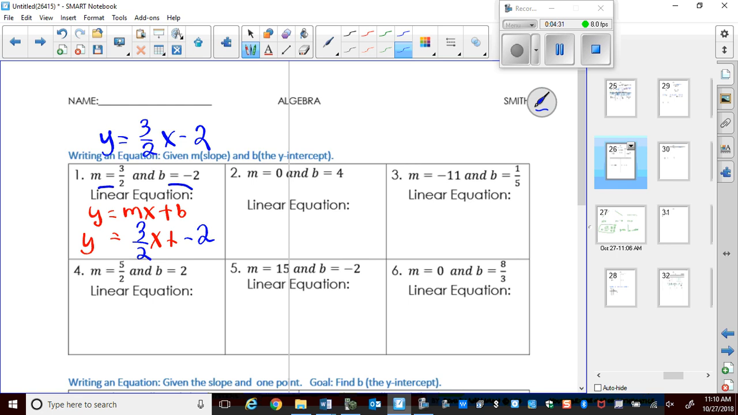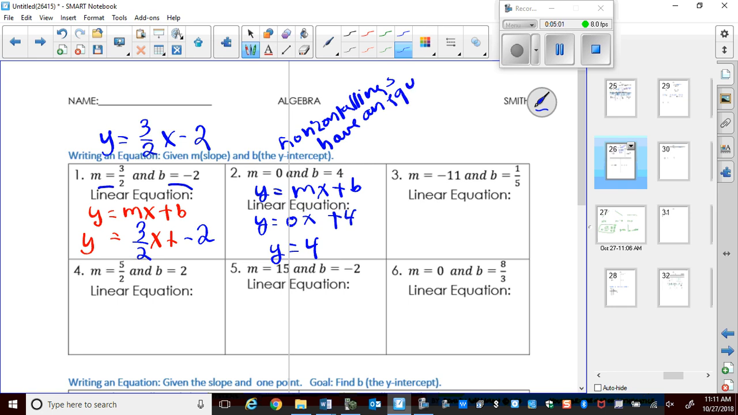And I'm done. Okay? Next one, my slope is 0. Y-intercept is 4, so I'm going to write out the slope-intercept form. That's y equals 0 times x plus 4, or y equals 4. So make a note. Horizontal lines have an equation of y equals a number, and m equals 0.